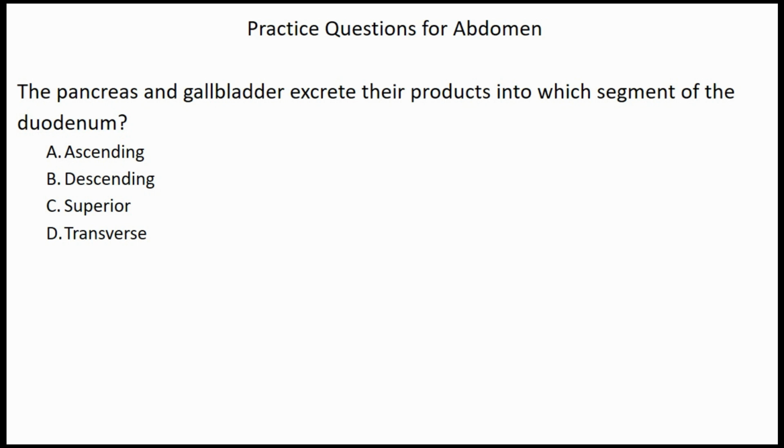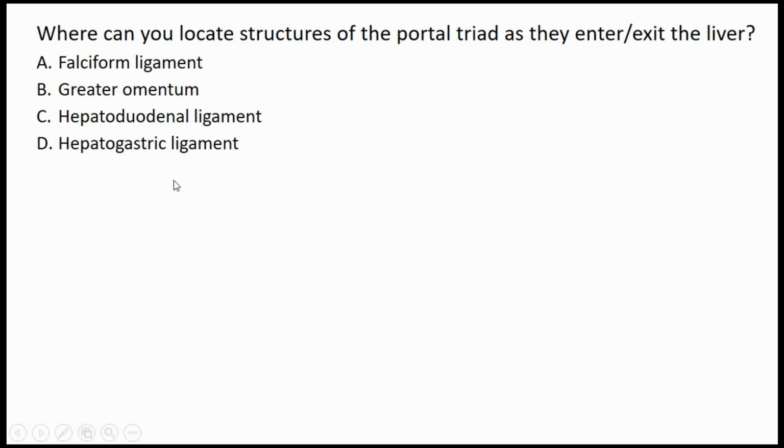So, first question. Pancreas and gallbladder excrete their products into which segment of the duodenum? Go ahead and pause, then answer. All right, answer is B, the second or descending part of the duodenum. Next up.